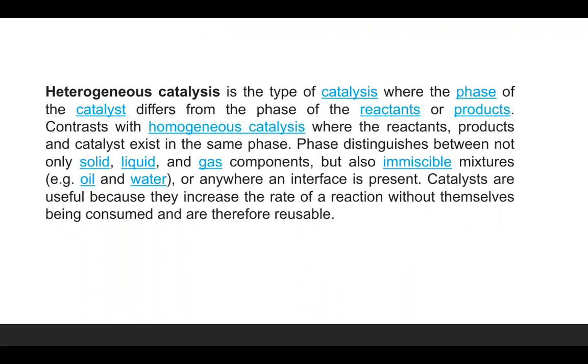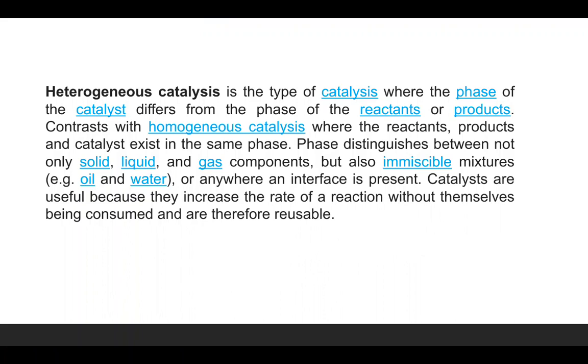So before we enter heterogeneous catalysis, I will explain what catalysis is. Catalysis is the process of increasing the rate of a chemical reaction by adding a substance known as a catalyst. This catalyst is not consumed in the reaction, and a very small amount of catalyst is needed to alter the direction. So this is a good thing in the chemical reaction.